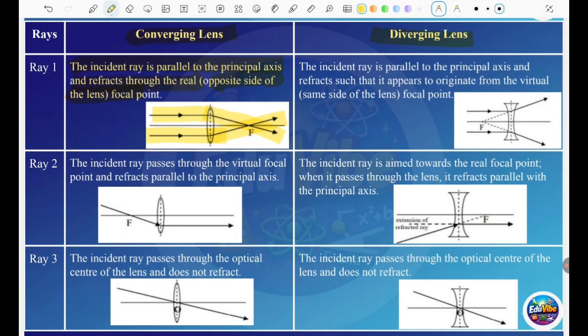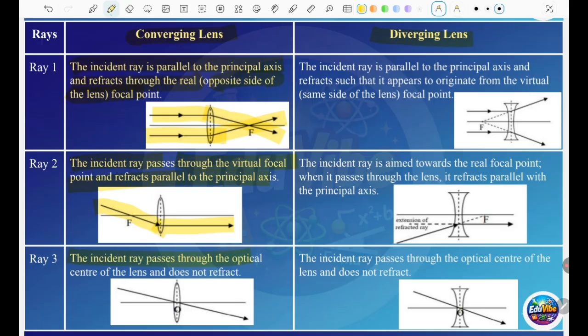The second is the reverse of this. The incident ray passes through the focal point and refracts parallel to the principal axis. So this ray passes through the principal focus, or focal point, and goes parallel to the principal axis. This is similar to the mirror.